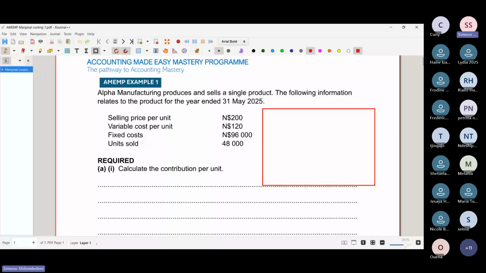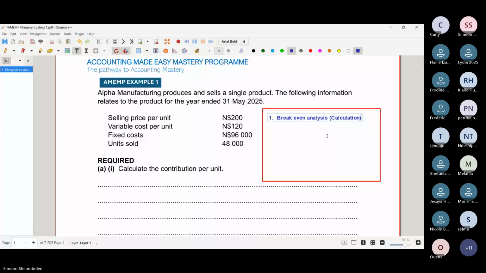So the first topic that we are going to do today is the one that just deals with break-even analysis, and we are going to talk about calculations, because this is the basis of the whole topic. You need to know the calculations, break-even analysis. Now, these calculations, I have divided them into 2, because remember, this is the mastery program. I need to make sure that you understand perfectly.